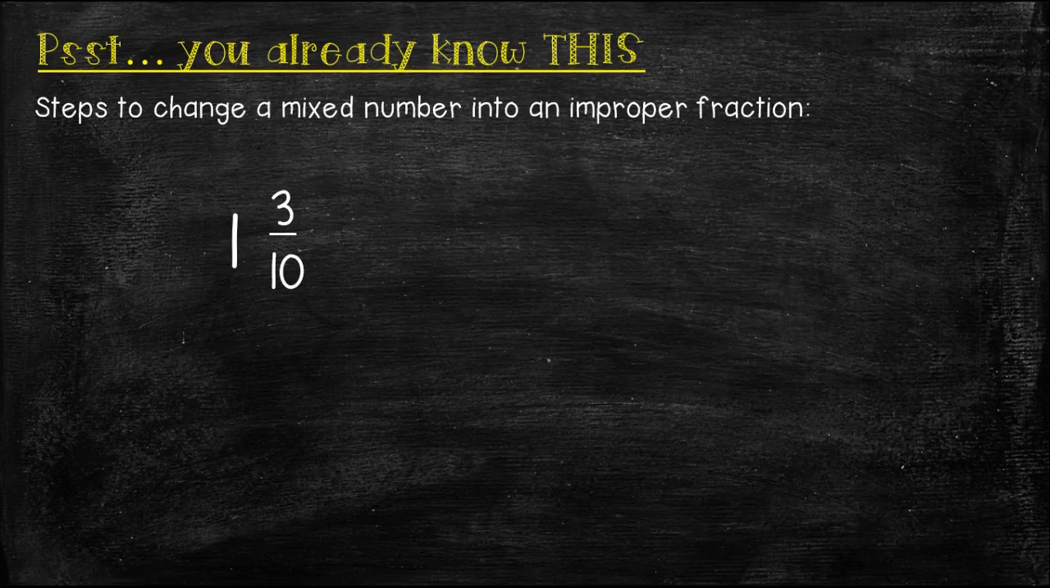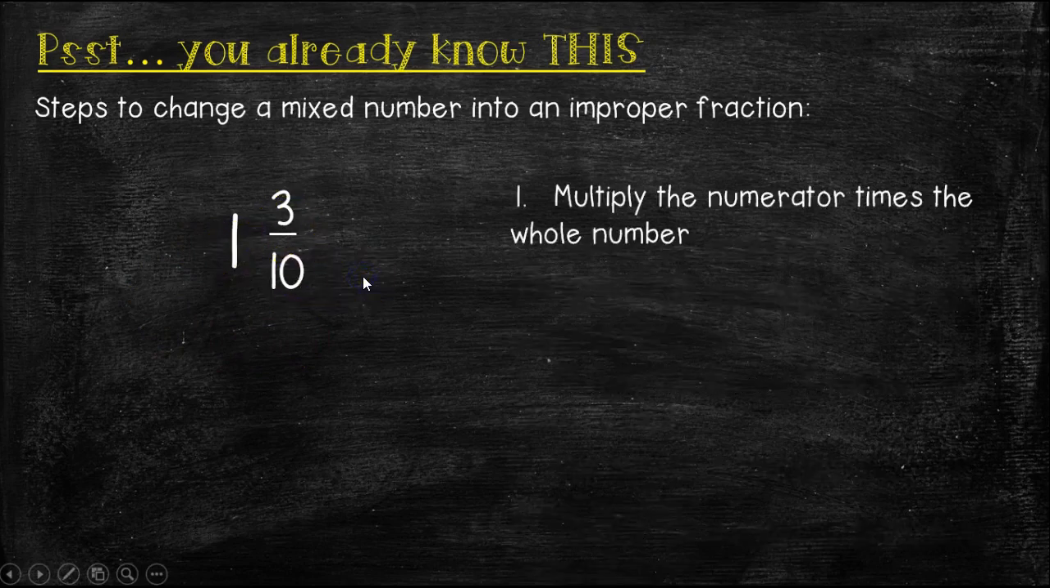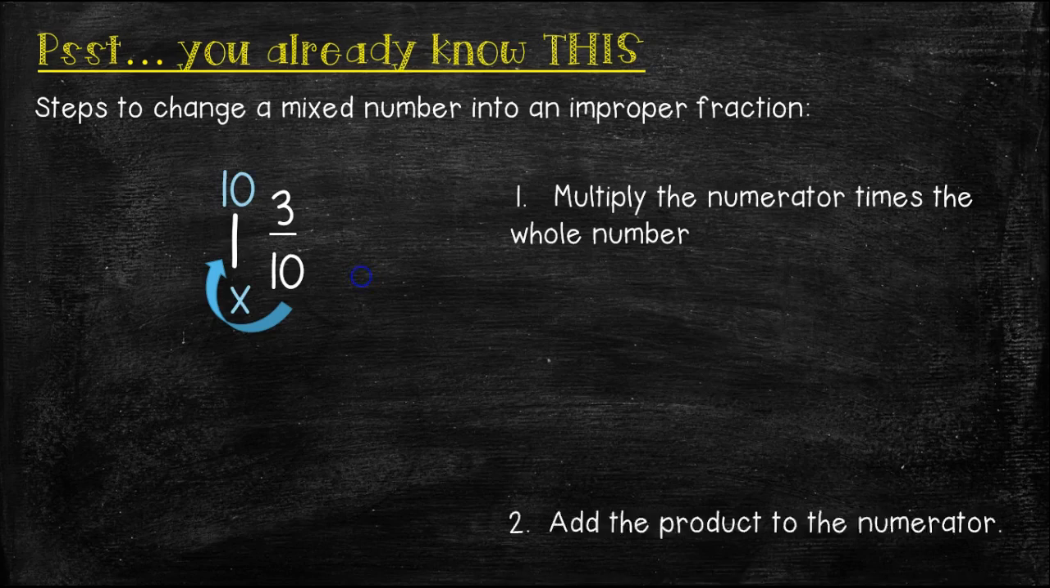Now, you already know this, but we're going to go over it again because it's really important. In order to multiply mixed numbers, you need to know how to change a mixed number into an improper fraction. So here we have 1 3/10. So the first thing we're going to do is multiply the denominator times the whole number. So 10 times 1 equals 10.